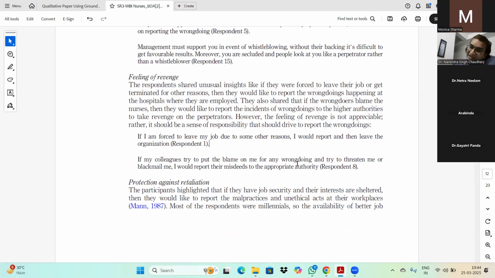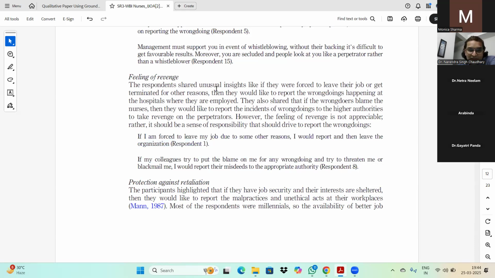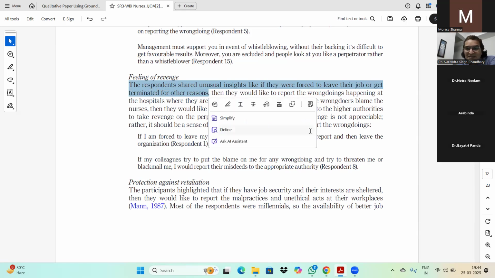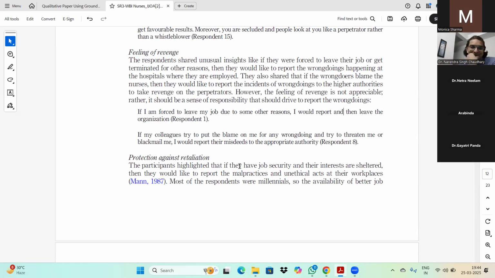I would not do it otherwise, but in this case I certainly would. Now everybody is not talking about it, but a few people have. That is why I have written that respondents shared unusual insights, like if they are forced to leave their job or get terminated for other reasons, so not for whistleblowing basically, but for any other reason. They would say, you also did this wrong, you also did wrong things, so I will go and report it. Now see, these kinds of things are coming in.